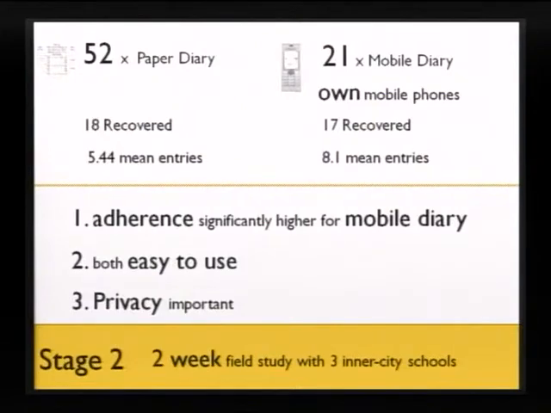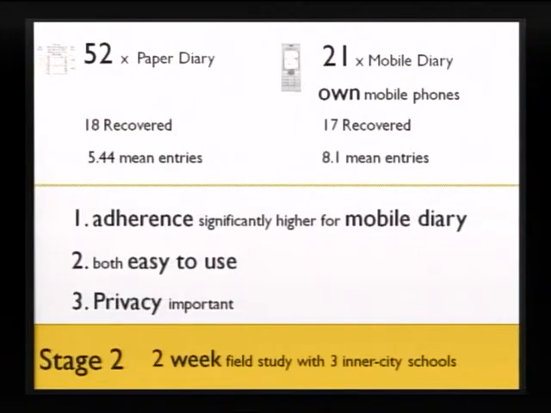Whereas with the mobile diary, 17 of these were recovered, and the ones that weren't recovered were because those children just weren't in school that day. Okay, so we're looking at a very high recovery rate there. Within the recovered diaries then, there were significantly fewer entries on the paper diaries compared to the mobile diaries, and also children pretty much admitted with the paper diaries that they'd filled in entries just before they'd arrived.